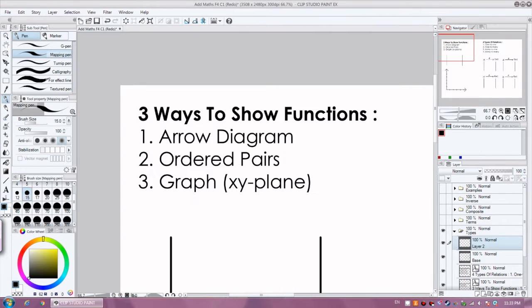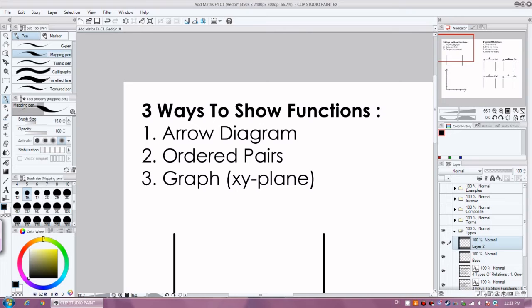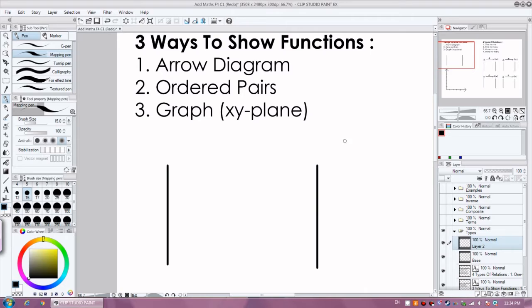Now, there are three ways to show functions, as you can see over here. There's arrow diagrams, ordered pairs, and also graphs on the xy plane. So right now I'll show the first one, which is the arrow diagram. I'll be using another color for this. Okay, the left side of this arrow diagram would be the object. Let's just say that the object is x because it's a very usual unknown. And then through the function f, it turns into f(x).